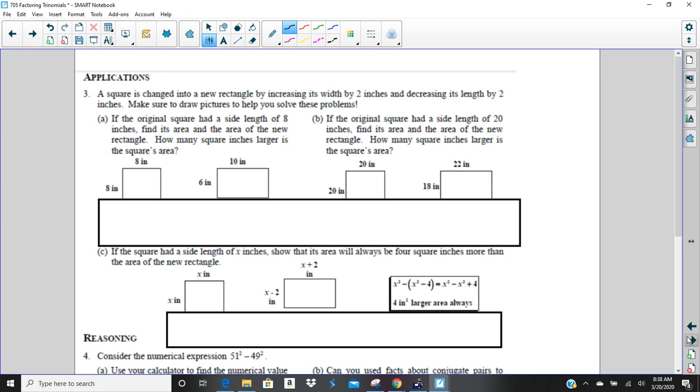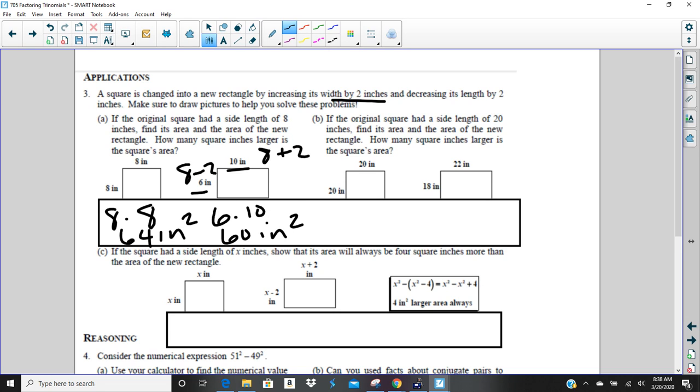So if the original square had side lengths of 8 inches, find the area and the new area. We have 8 times 8, which is 64 inches squared. If the width is 2 less, that would be 8 minus 2, which is 6. And then the length is 2 more, 8 plus 2, which is 10. I'm going to do 6 times 10, which is 60 inches squared. So I can see the difference is 4. Let's try the next one.